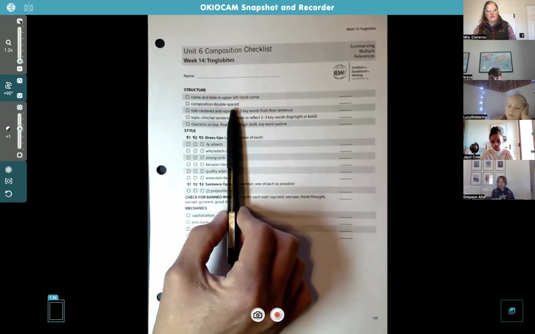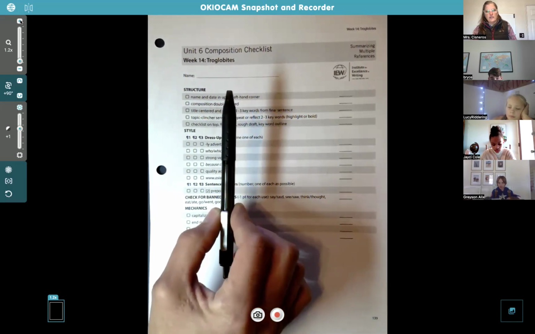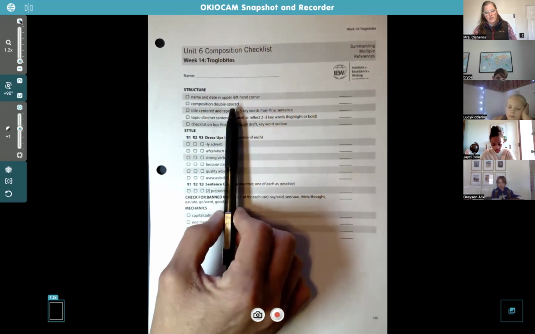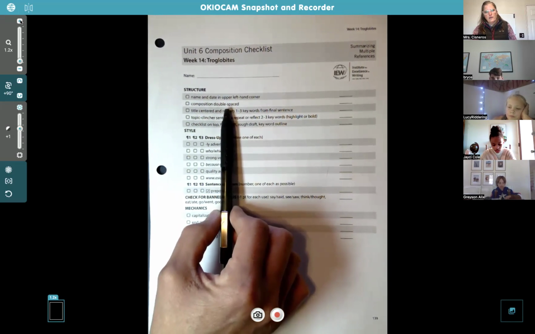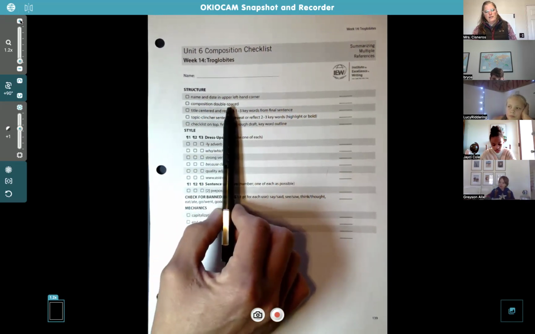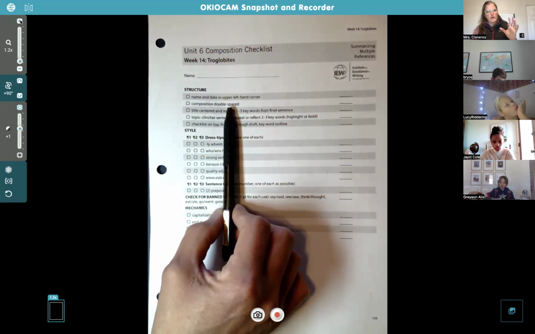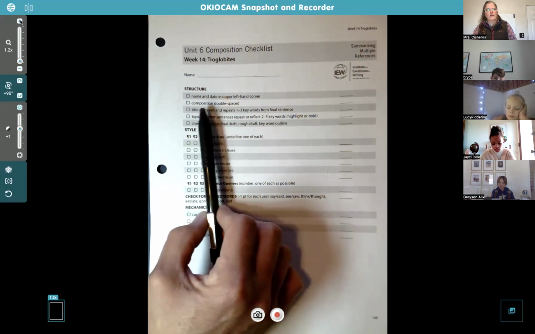Composition is double spaced. If you're using Google Docs, you can select double space as the option near your toolbar. And if it's already written and it's single spaced, just highlight the whole thing and then make it double spaced, and it'll fix it for you, okay?